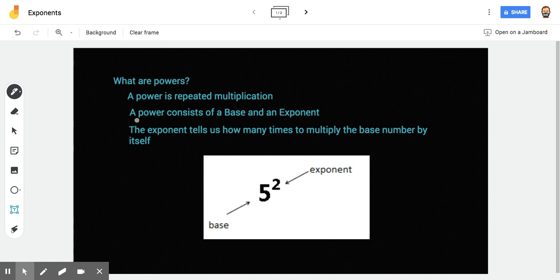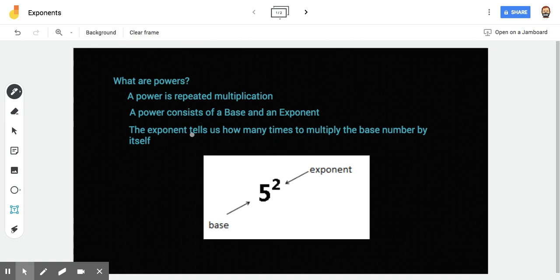Every time we have a power, it consists of a base and an exponent. In our example here, 5 is the base number, and 2 is the exponent. 2 is the number that's a little bit of a subscript to the 5. So it's a little bit smaller and it's raised up, okay? Sometimes we'll actually call this 5 to the power of 2, okay?